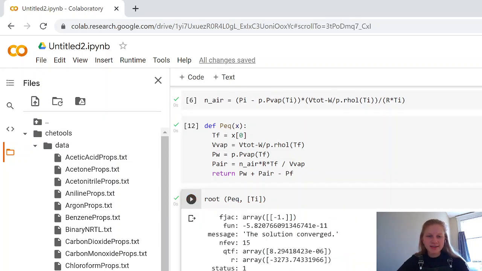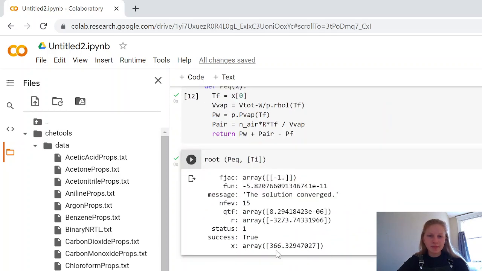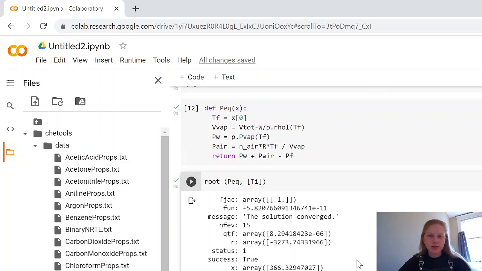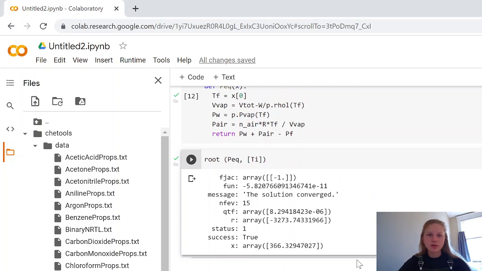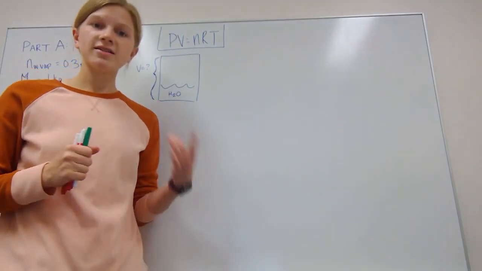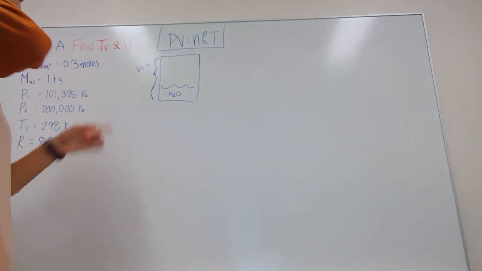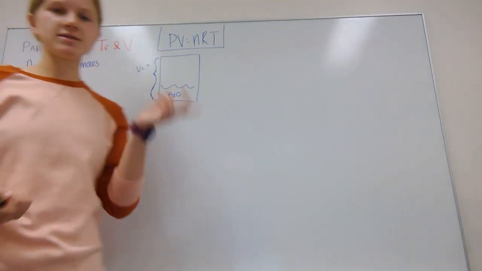Yay! Alright. Awesome. The solution converged. So here we go. This is what we got. And the first X value is 366.33. So that is our final temperature when using the ideal gas law to raise the pressure of our closed system. So yeah. So now let's do one more example where we're solving for two unknowns instead of just one.